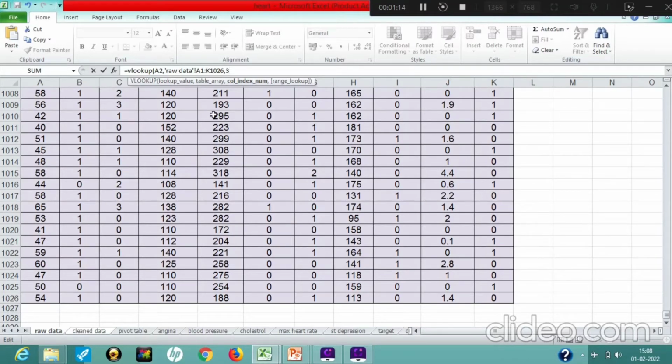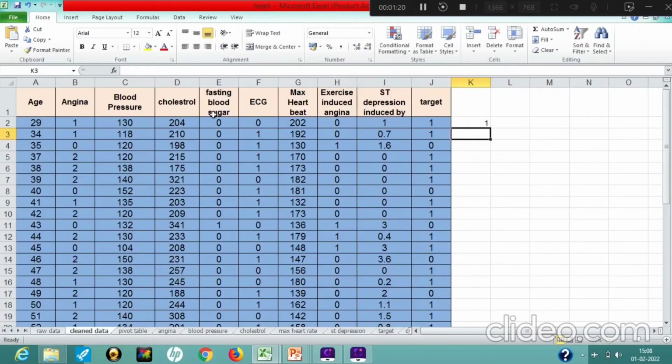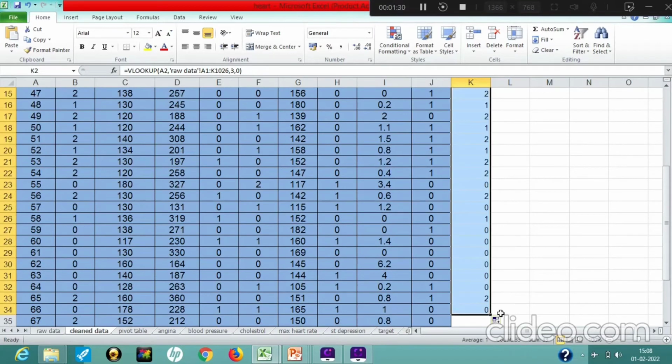After that, the range lookup statement is false, so it becomes 0. Enter. And now I got my value. By dragging this, I can obtain all the values in that column. So this is the VLOOKUP concept.